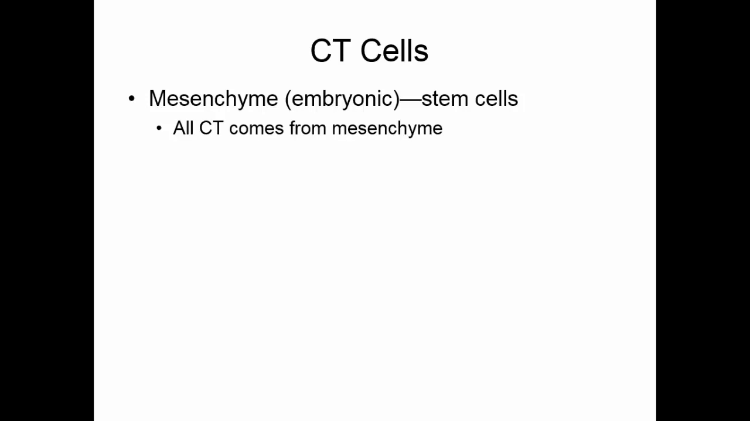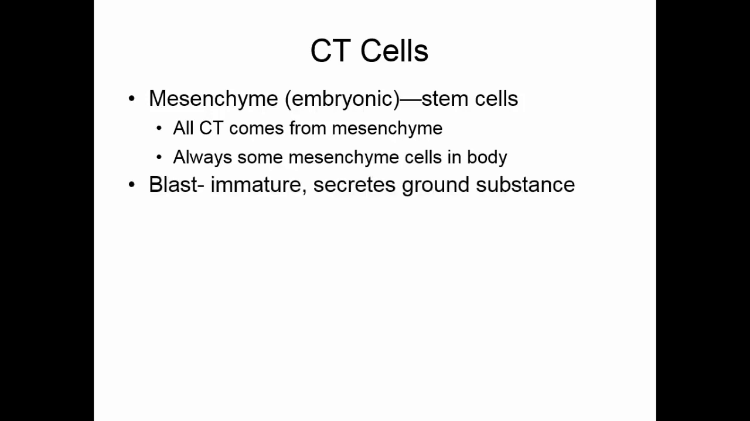All of the connective tissue cells arise from embryonic cells called mesenchyme. These are the stem cells for connective tissue. All connective tissue cells come from this. There are always a few mesenchyme cells in the body. Connective tissue is regenerative. It can replace itself with the same kind of tissue.